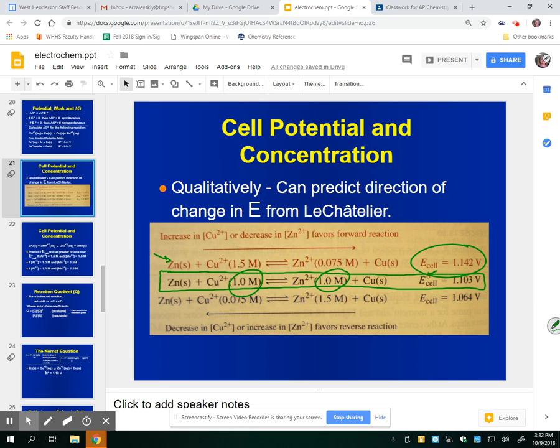On the other end of that, if we make changes to our cell that cause it to shift in the reverse reaction, as in this one right here, we would see that the cell voltage decreases when compared to the standard cell potential. And while we can make these qualitative predictions about that cell voltage, the AP exam is going to want something a little more concrete when they ask us what's going to happen to the cell potential compared to the standard. So we're going to talk about that.